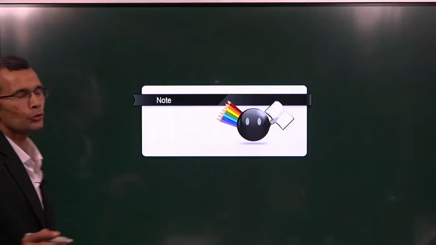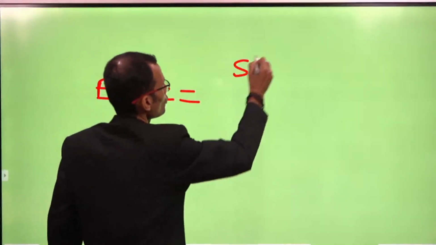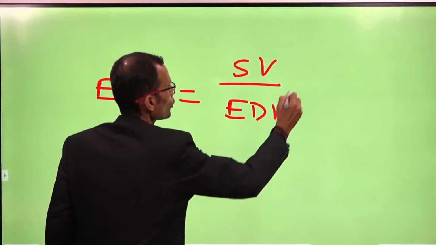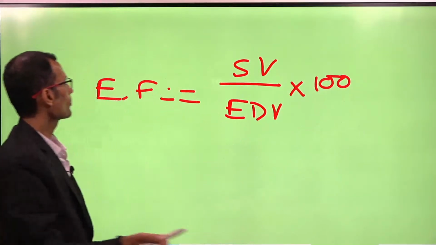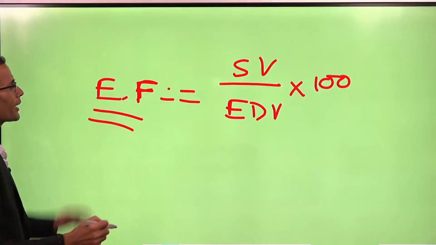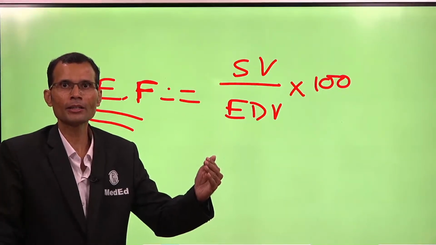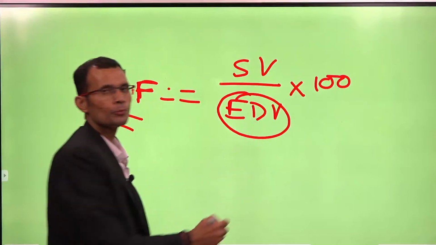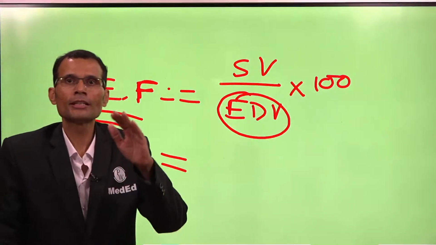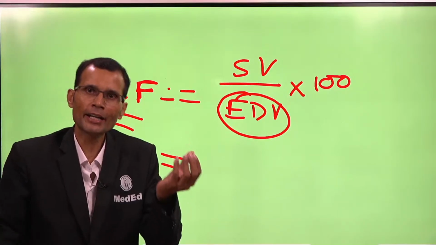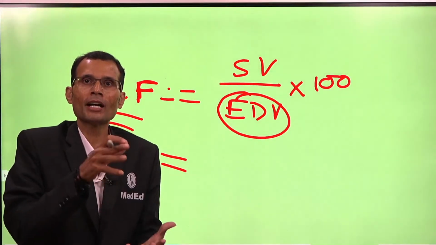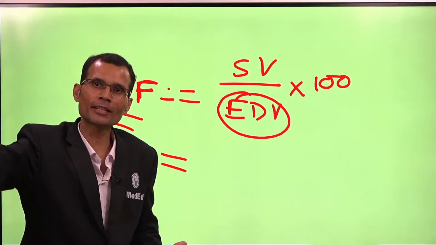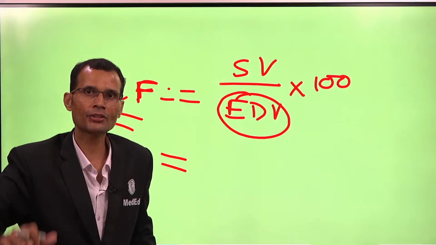So those who have not understood what the use of the data was, look: ejection fraction is equal to stroke volume upon end diastolic volume into 100. Okay, that is the ejection fraction. Ventricles eject this much fraction of blood in every systole. But from what blood? From the end diastolic volume. Means, listen, this much blood fills in the ventricle by the end of the diastole. Then out of that, in the next systole, this much percent is ejected out. That is called ejection fraction.